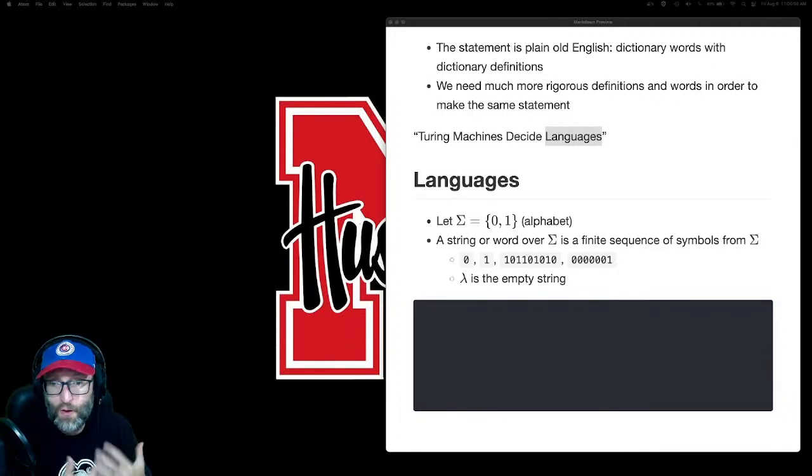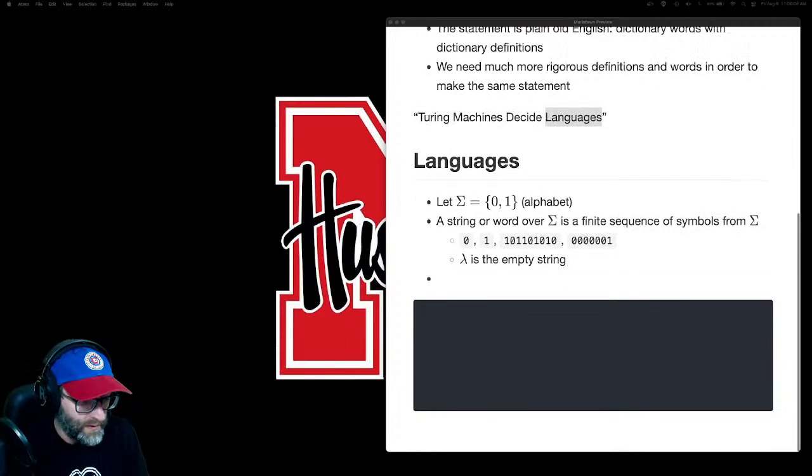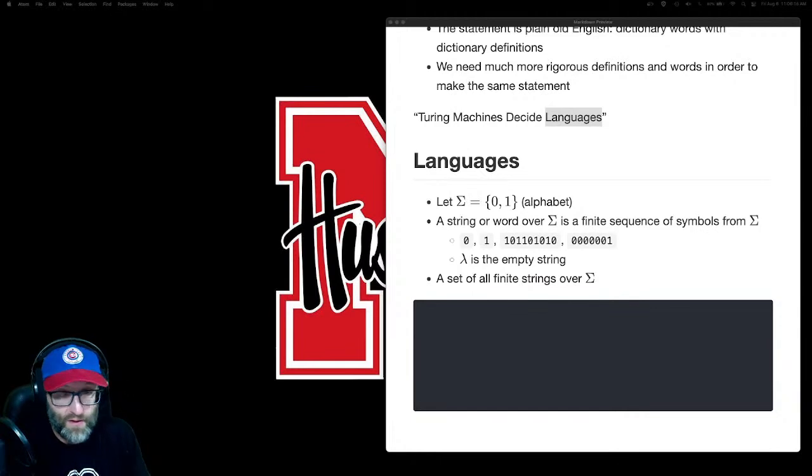Its length is 0, and it's the special string called the empty string. It's not null. Null is a different concept. We're not going to have null or nil or none here. All right? So, a set of all finite strings over sigma. These are not infinite sequences. You can talk about infinite sequences of binary, but that goes beyond what we're going to do here.